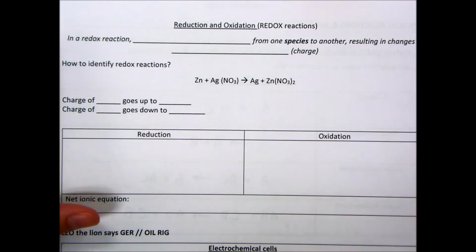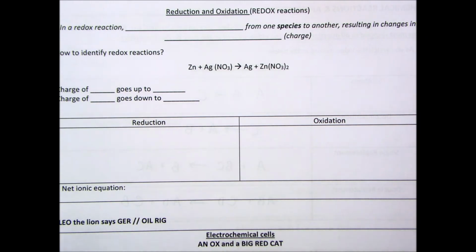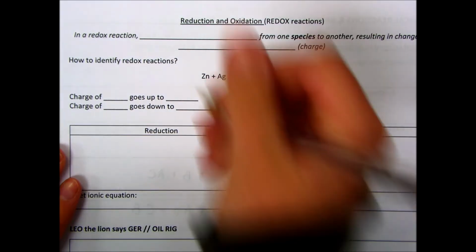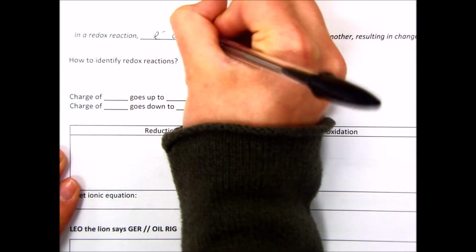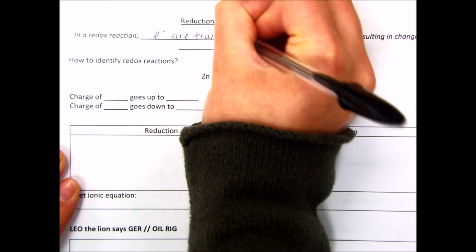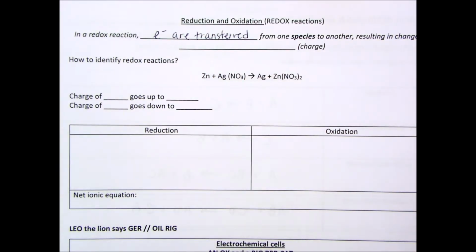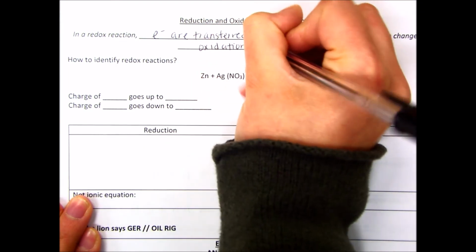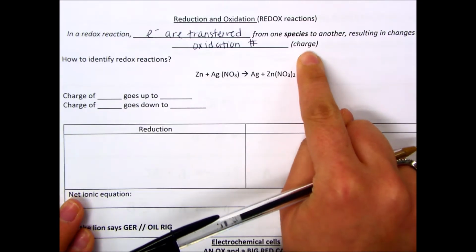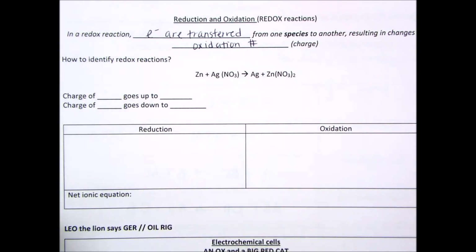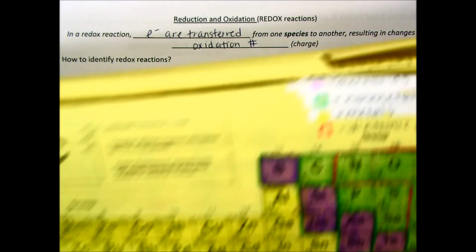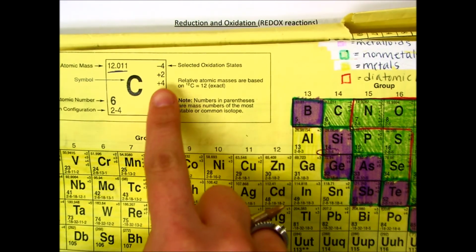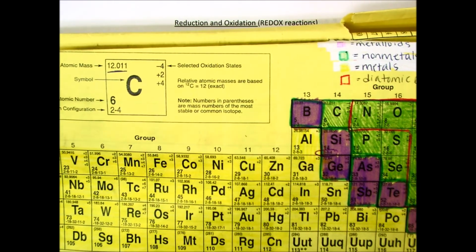All right, moving on to reduction and oxidation, so redox reactions. What's going on there? Well, in a redox reaction, electrons are transferred. They're transferred from one species to another, resulting in changes in oxidation number. Recall that oxidation number is just the charge of a species, the charge of an ion, and you can find those oxidation numbers on our periodic table. Those are the numbers in the upper right-hand corner for each element.